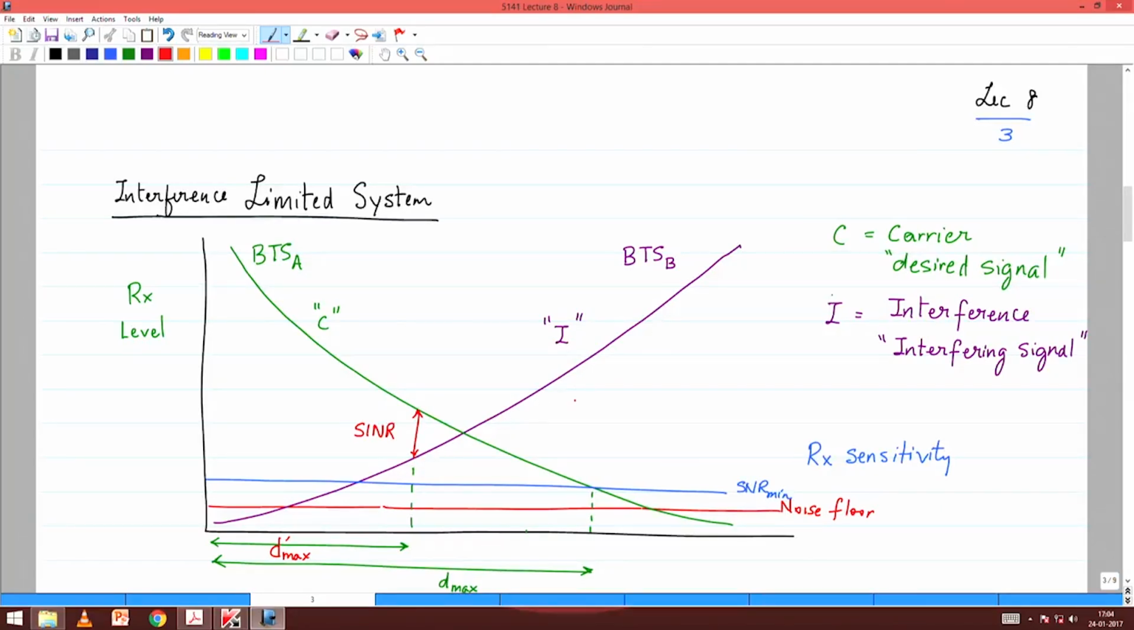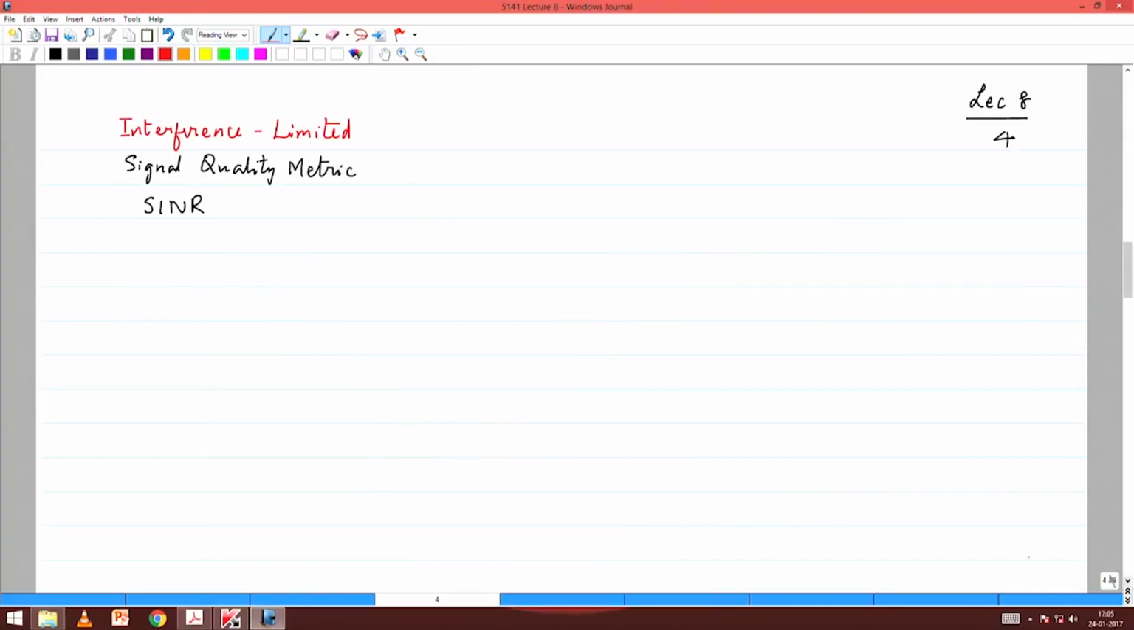If you are right at the middle point, midway between base station A and B, we said that the signal power divided by interference power would be 1. Both of them would be at equal power, which means the signal to impairment ratio is 0 dB. Most likely you will not be able to detect your signal at that point. So typically you would want to maintain a certain threshold for your signal quality. So the question then becomes, what is the signal quality metric in an interference limited scenario?